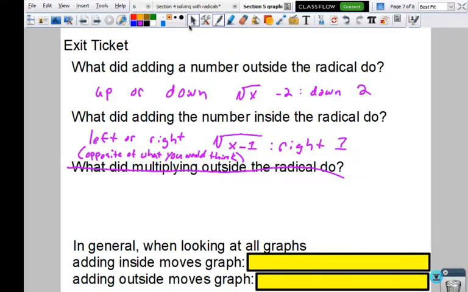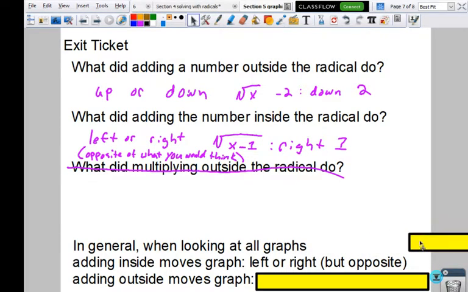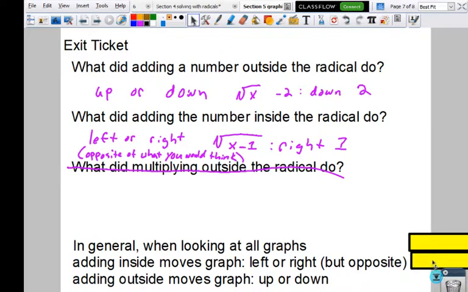So, when we look at graphs, in general, if we are going to add inside a parentheses or inside a square root, it's going to move left or right, but opposite. So this isn't just for square roots. This is for all graphs, pretty much. Whenever it's inside a parenthesis or a square root or whatever, it's going to move left or right. If it's outside, it's going to move up or down, and it's going to move like normal. Inside, it's left or right, but it's opposite of what you think. The other is up or down.